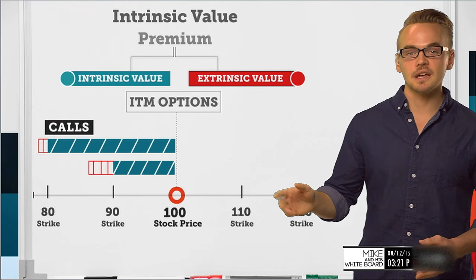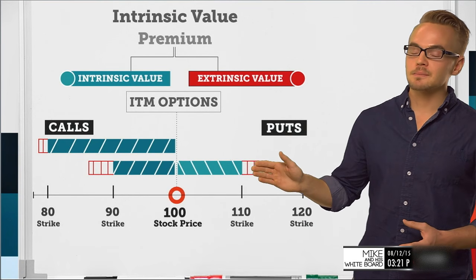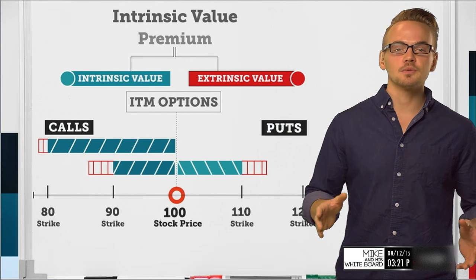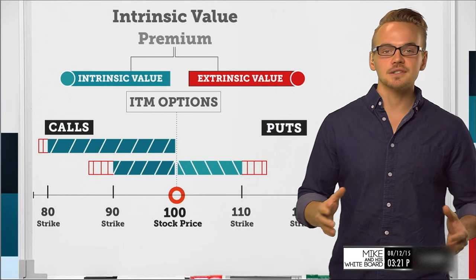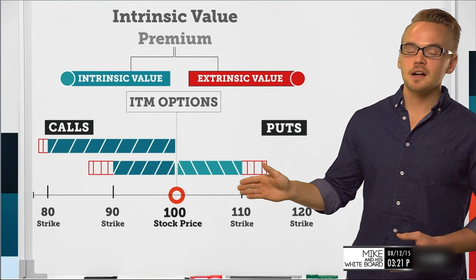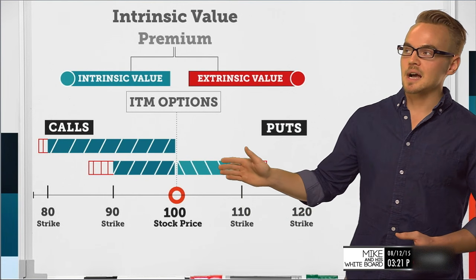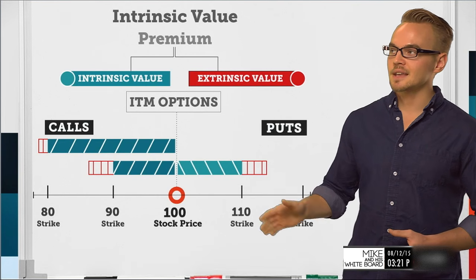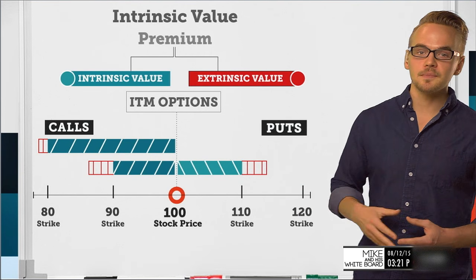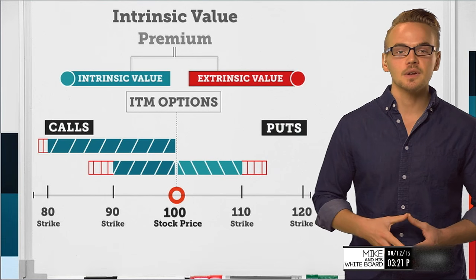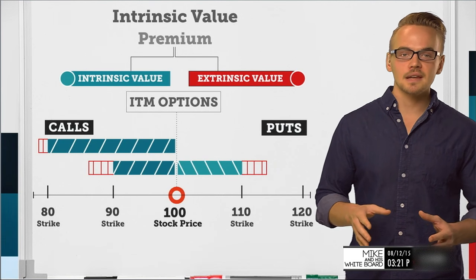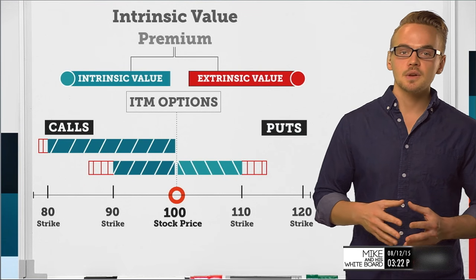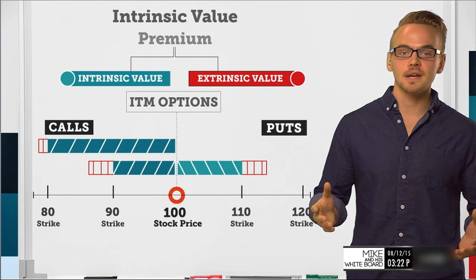If we look at puts, on the other hand, puts are going to be in the money when the strike price is above the stock price. That's simply because a put gives you the right to sell 100 shares of stock at a certain price. So if I have the right to sell 100 shares at 110 when the stock price is currently trading at 100, that's going to have 10 points of intrinsic value. Again, we've got the same red bar here, so even though we've got 10 points of intrinsic value, the option premium is going to be more than that 10 points. Because if you're buying that option to sell those shares, you have to pay extra premium to have that right.